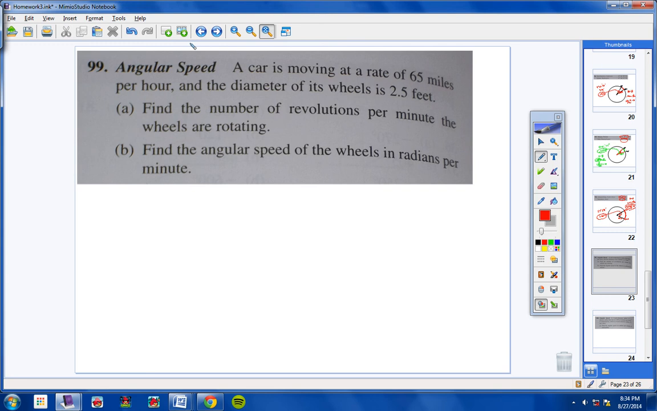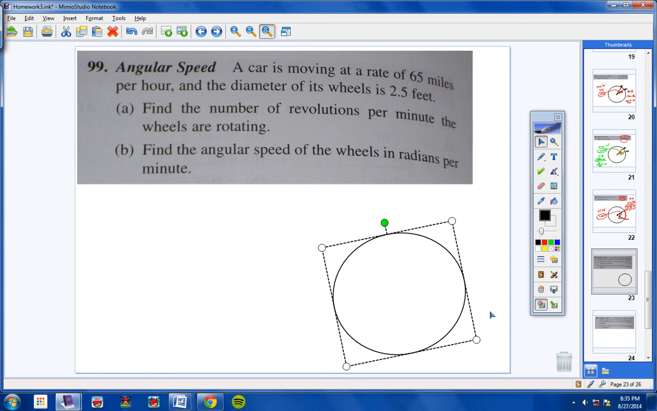Okay, a car is moving at a rate of 65 miles per hour and the diameter of its wheels is 2.5 feet. Find the number of revolutions per minute the wheels are rotating. Now, let's just stop and think about this for a second, okay? Here's my tire. It's struggling, obviously, so we're going to fix it. Make it a little, hopefully more round. Okay, so there's my tire.